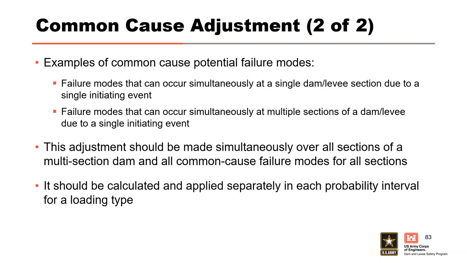We would also consider an adjustment for the potential failure modes that can occur simultaneously in multiple sections due to a single initiating event. In these instances, the total probability of failure is some combination of the probabilities of failure that are associated with each of the possible modes. This adjustment should be made simultaneously over all sections of a multi-section dam in all common cause failure modes for all sections. It should be calculated and applied separately in each probability interval for loading type.